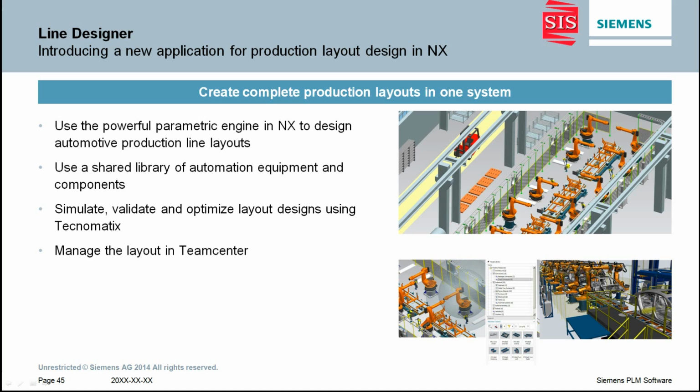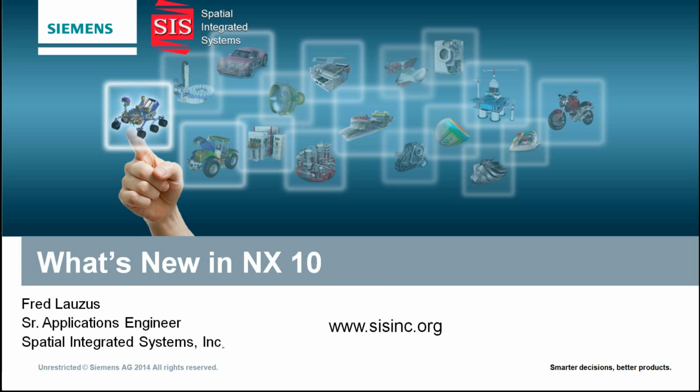Siemens PLM software provides a unified platform for product, tool, and production system design. It supports the entire workflow, from product and line design to virtual commissioning. The layout designed with Line Designer can be used to validate the manufacturing process using Technomatic software for digital manufacturing.